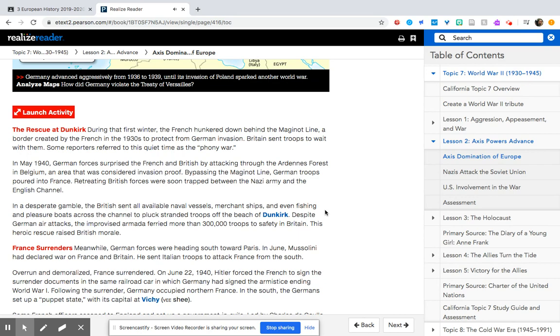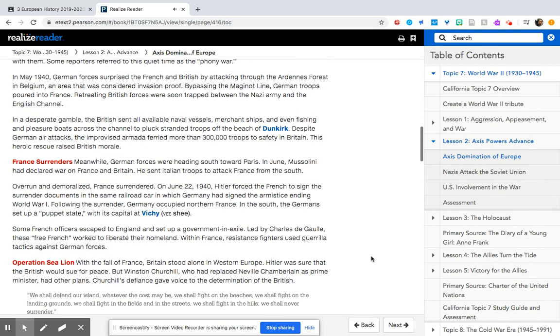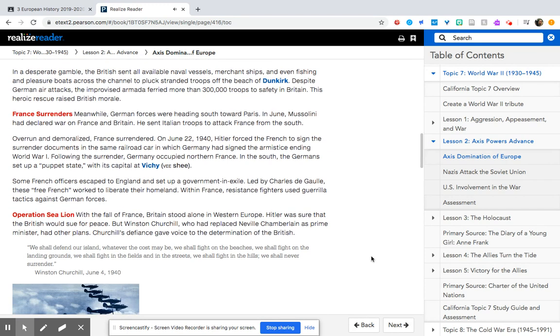France surrenders. Meanwhile, German forces were heading south toward Paris. In June, Mussolini had declared war on France and Britain. He sent Italian troops to attack France from the south. Overrun and demoralized, France surrendered. On June 22, 1940, Hitler forced the French to sign the surrender documents in the same railroad car in which Germany had signed the armistice ending World War I.